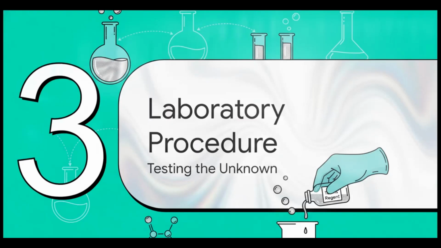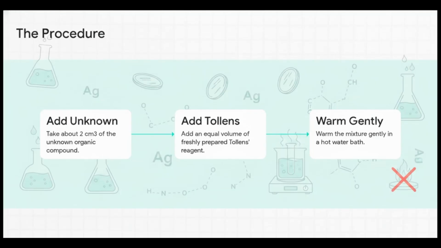All right, section 3, laboratory procedure, testing the unknown. The actual physical procedure, it's remarkably straightforward. First, you take about 2 cubic centimeters of your unknown organic compound. Next, you add an equal volume of that freshly prepared Tollens reagent we just made together. Finally, and this is a big one, you warm the mixture gently.